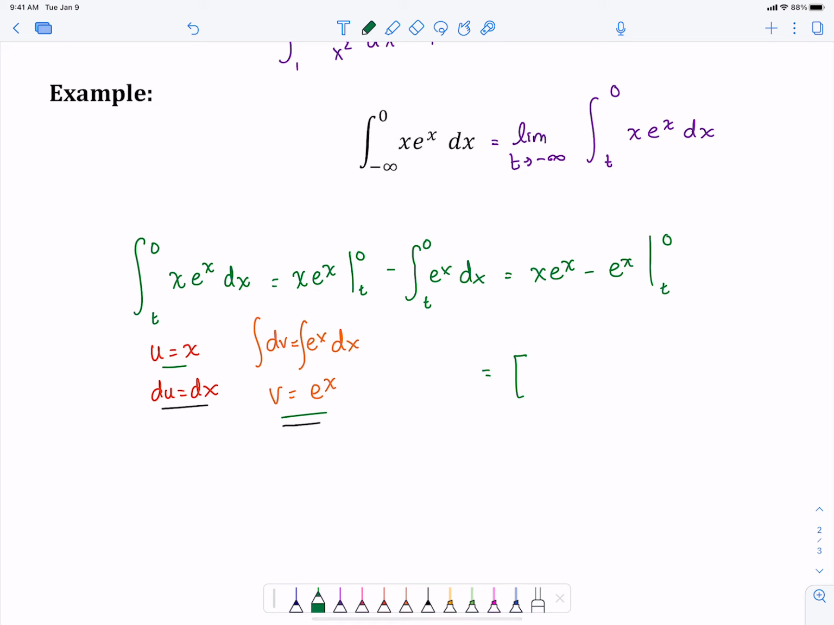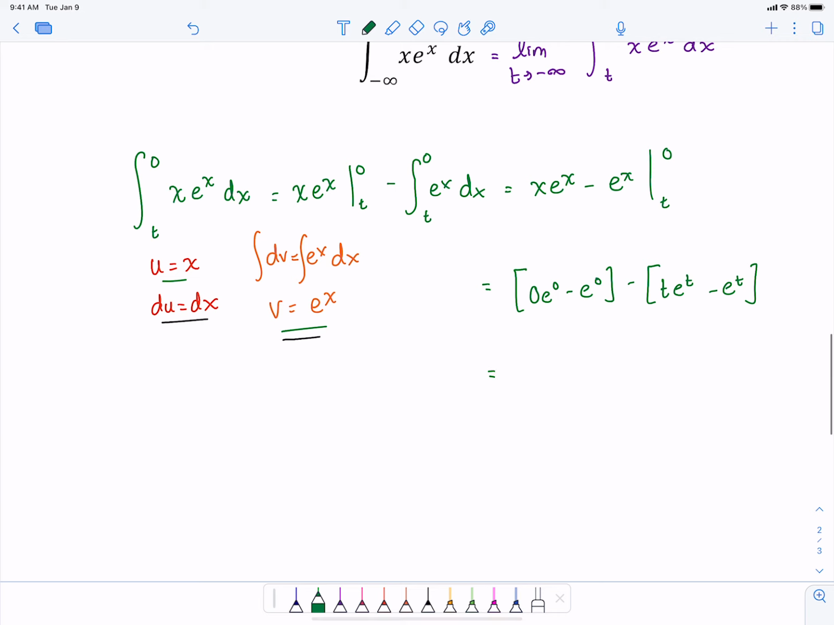All right, so then plugging in our limits of integration, we're going to get 0 times e to the 0 minus e to the 0, minus t e to the t minus e to the t. So kind of cleaning this up, we're going to end up with -1 here from this first part, plugging in 0, because 0 times e to the 0 is going to be 0. And then our e to the 0 is going to be 1. So we're subtracting that, so that's where we get our -1. And then we're going to have minus t e to the t plus e to the t.